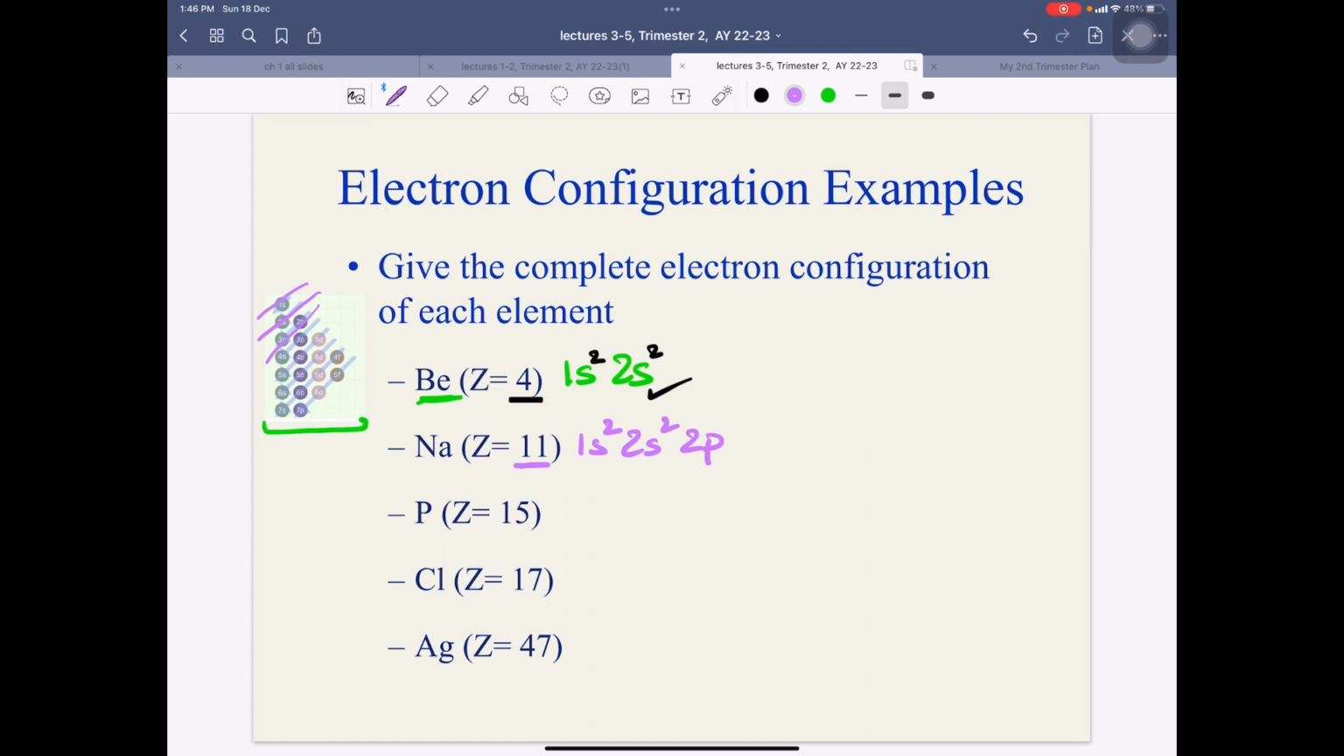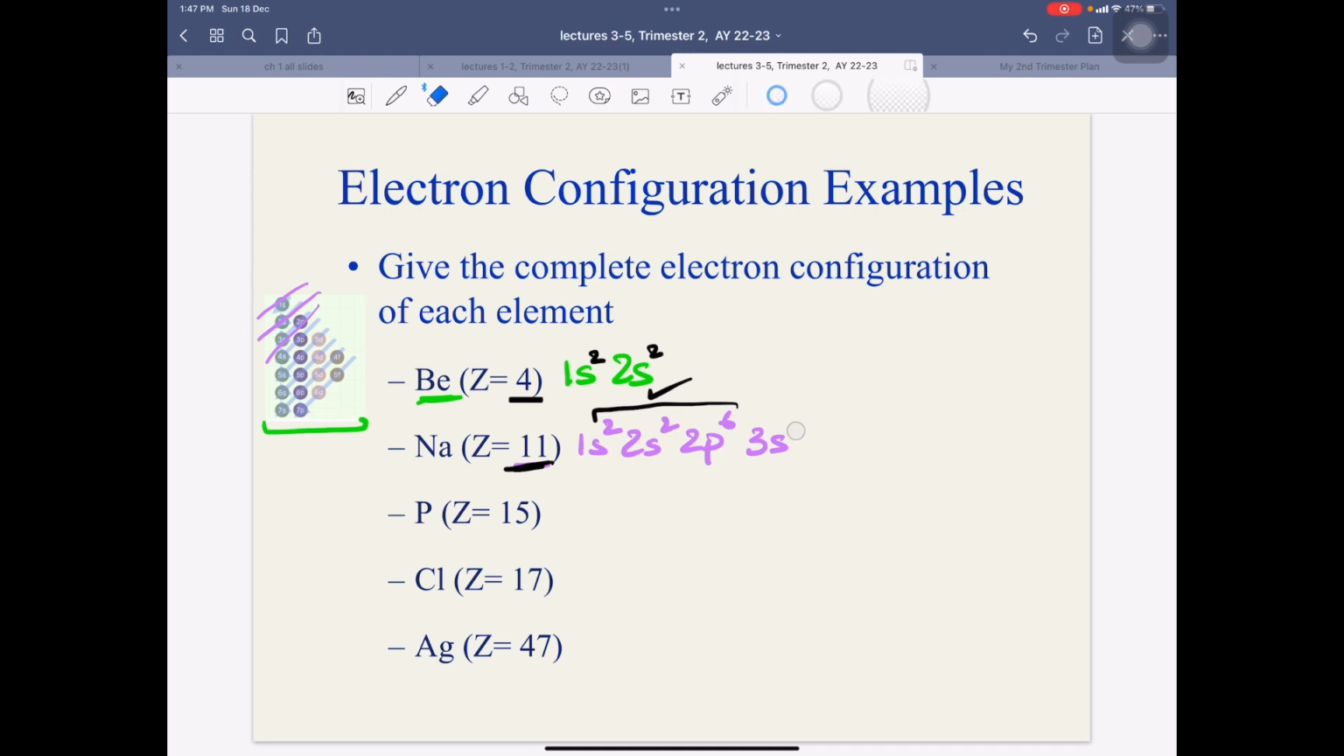How many can p hold in general? The p can hold 6. So 6 plus 4 is 10. I still have one left, 3s. How many can 3s hold? 3s can hold 2 electrons, but I didn't put 2 electrons. How many electrons do I still need to fill to reach 11? I reached 10 here, right? So how many extra electrons do I need? Only one extra electron. Well, 3s can hold 2, but I can put 1.